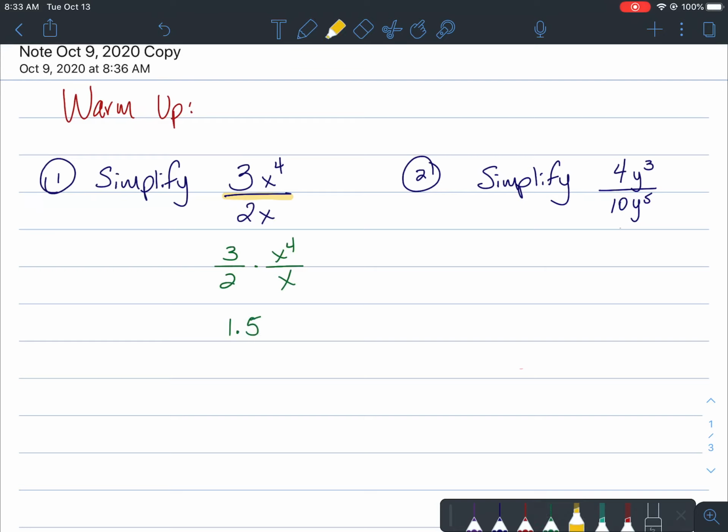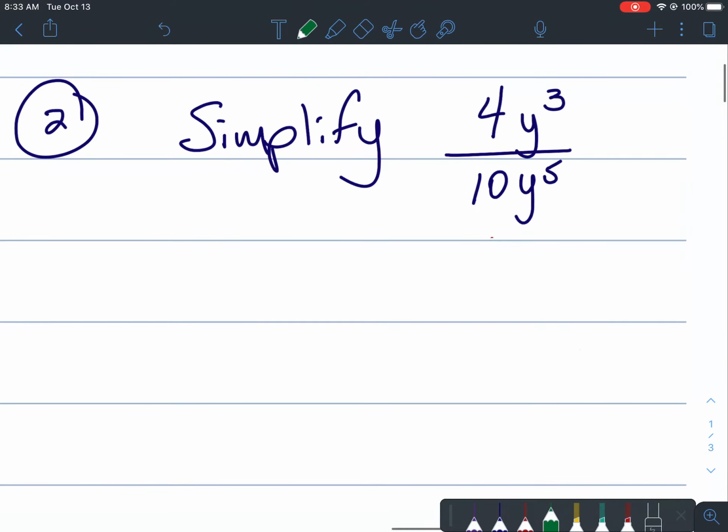Again, we ask ourselves, x to the fourth divided by x. We are dividing and the bases are the same. That means we can subtract the exponents. Remember, there's a little imaginary 1 in the denominator. So that's 4 minus 1, which is x to the third power. You could have left it as 3 halves x to the third power as well. Both answers are correct.